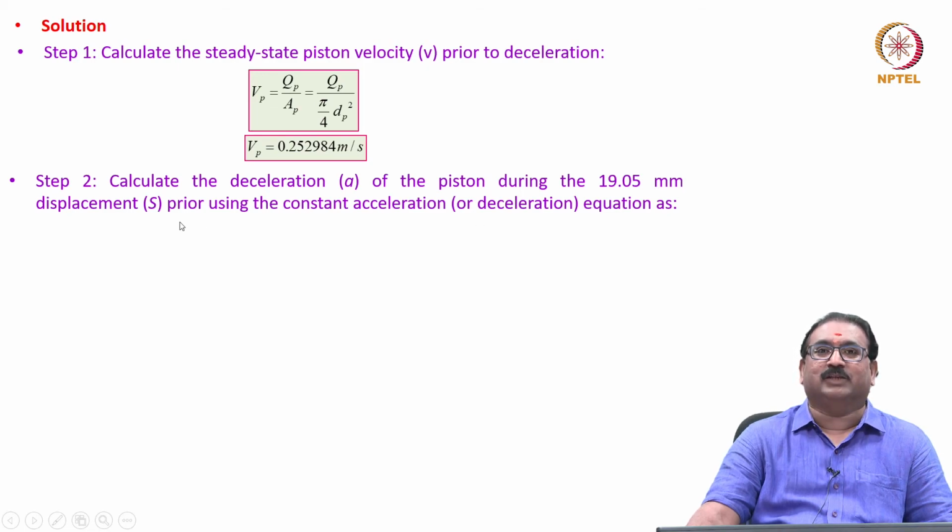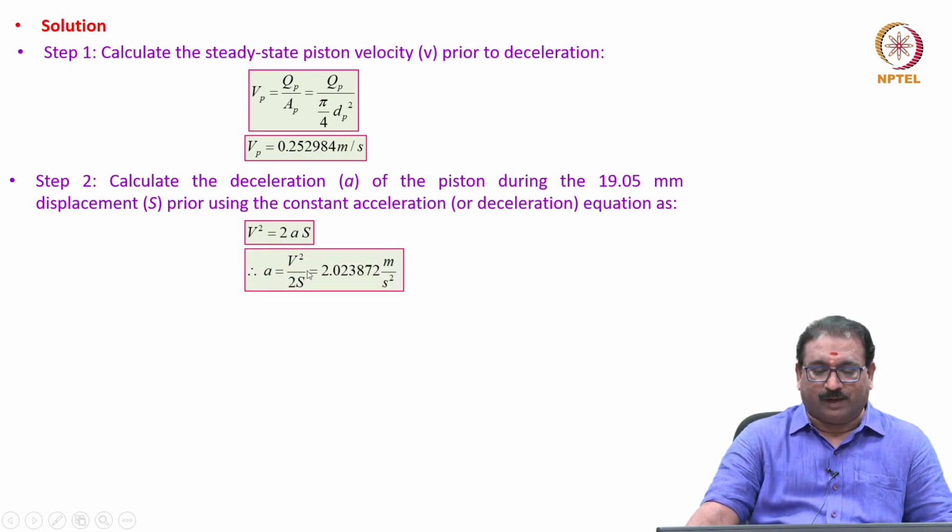So, next step is to calculate the deceleration, that is the A of the piston during the 19.05 mm displacement, using the constant acceleration or deceleration equation as V square equal to 2as. Then we want A, so from this equation A equal to V square by 2s. Substitute all the values given, you will get 2.023872 meters per second square.